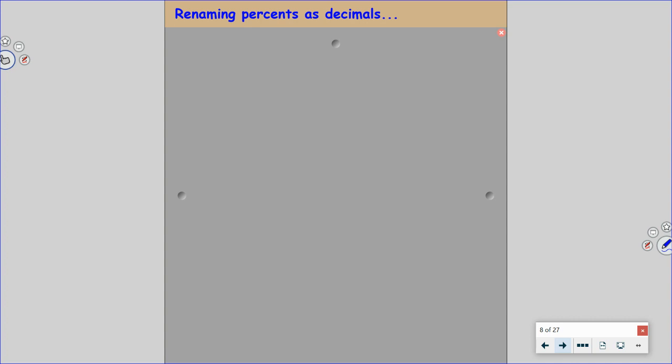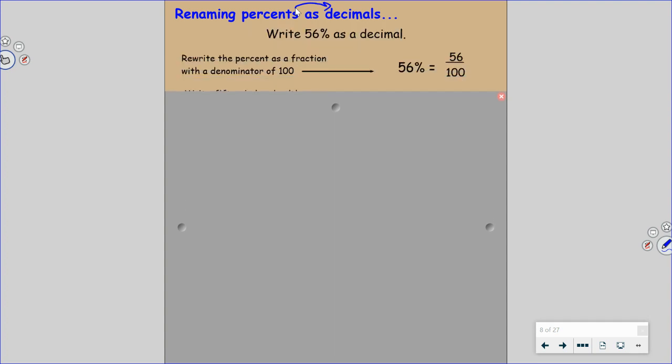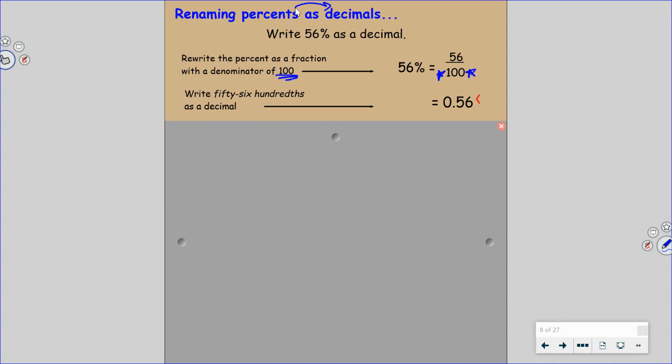Now let's talk about changing percents into decimals, but quite frankly, the idea is still the same. If we know that a percent means per 100, you could rewrite it as per 100, and then so long as this is a power of 10, we should be able to transform it into decimal form. Simply make sure that fraction is in the hundredths place. So we'll write 56 hundredths as a decimal.